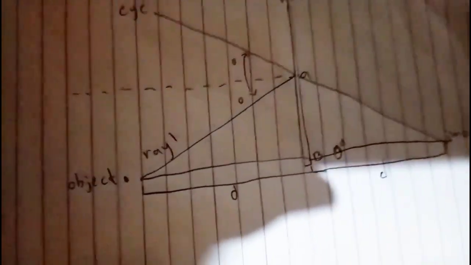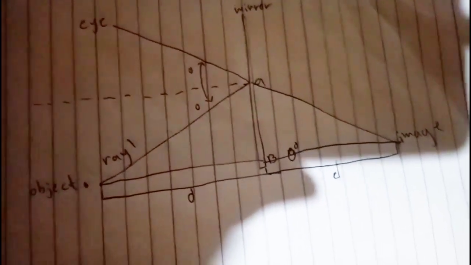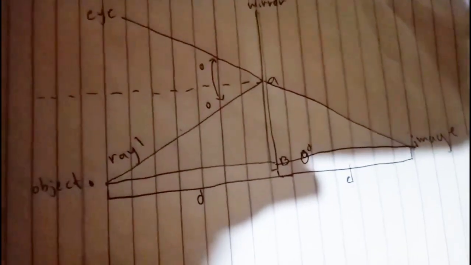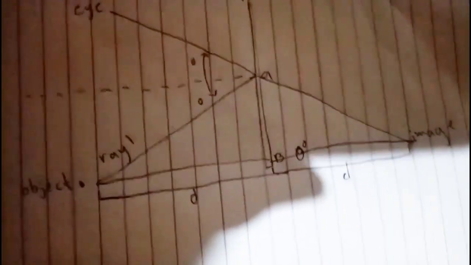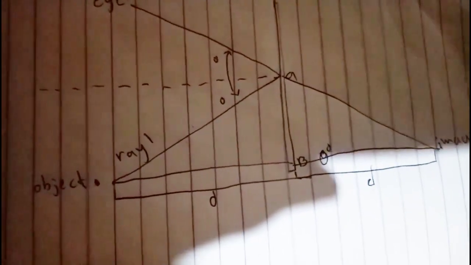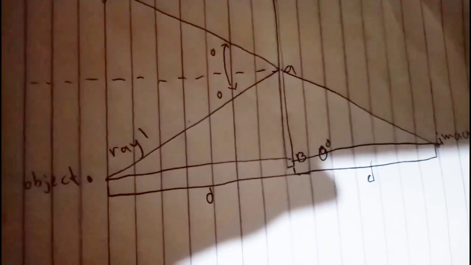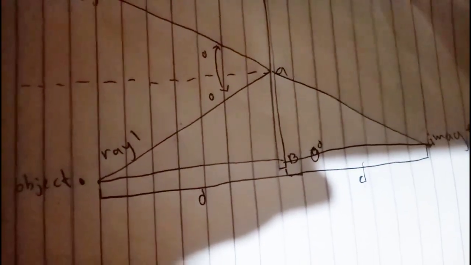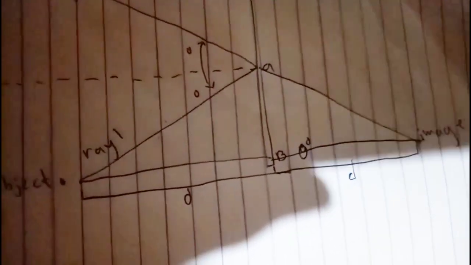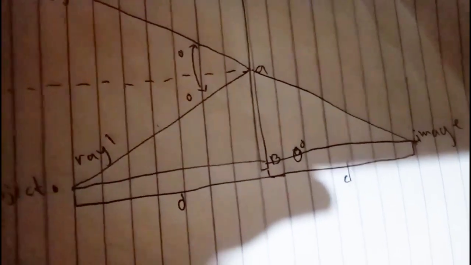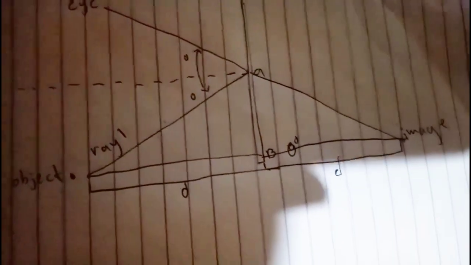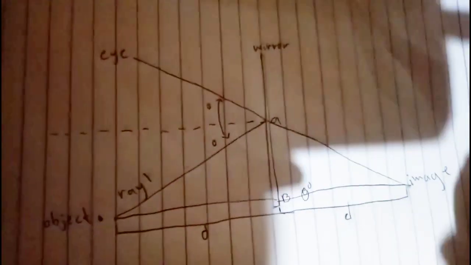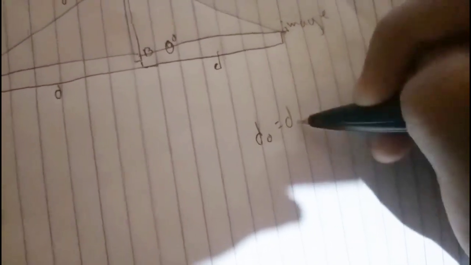We see two triangles, the one from the object to points A and B, and the one from the image to points A and B. These two triangles are similar, therefore the sides are congruent. Thus, for a plane mirror, the object distance in front of the mirror is equal to the image distance behind the mirror. In symbols, it is... By convention, we represent any distance behind the mirror as negative.